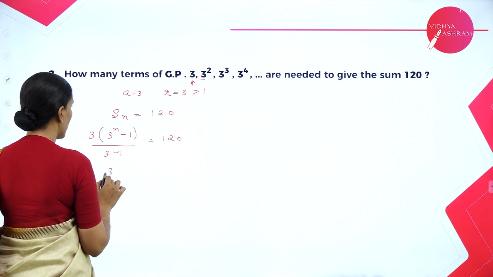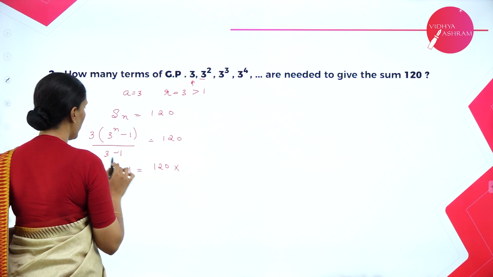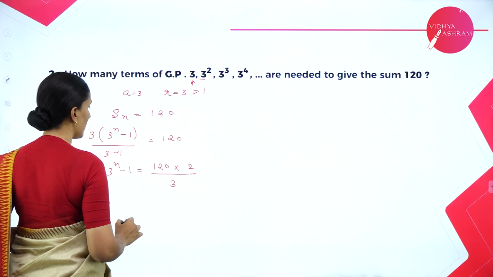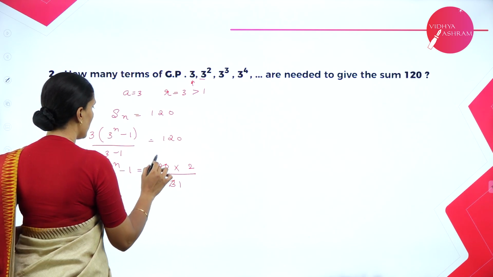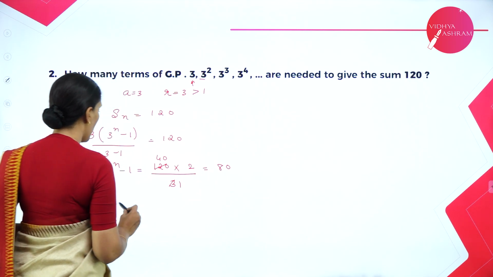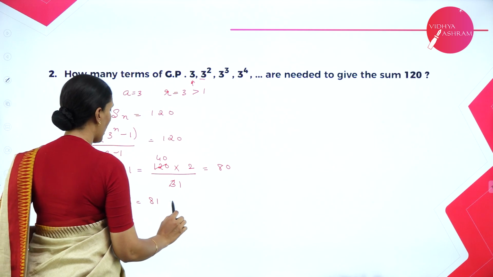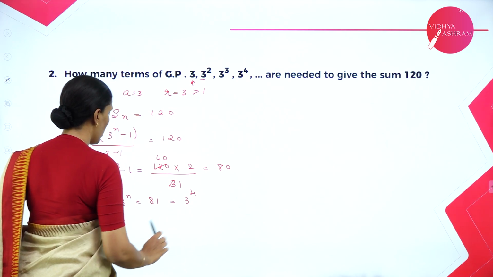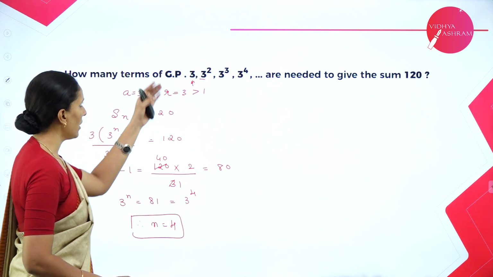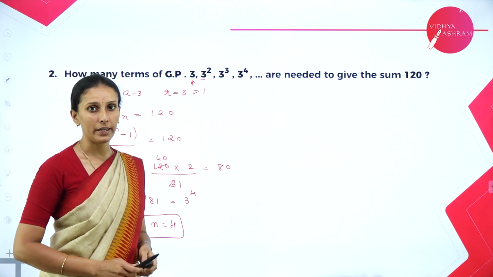So which becomes 3 to the power n minus 1, 120 into 3 minus 1 is 2, which goes to the numerator, divided by 3 here. So 3 1s are 3, 3 4s are 12, 0s are 0. 40 into 2 is 80. Now 3 power n is equal to 81, and 81 can be written as 3 to the power 4. So therefore n is equal to 4. So therefore, if we add the first 4 terms, we will get the sum as 120.